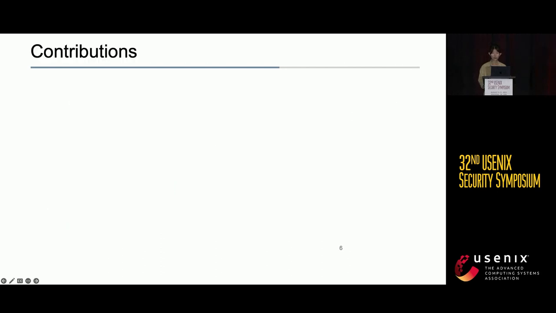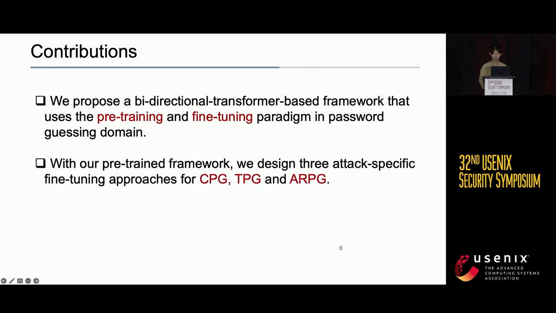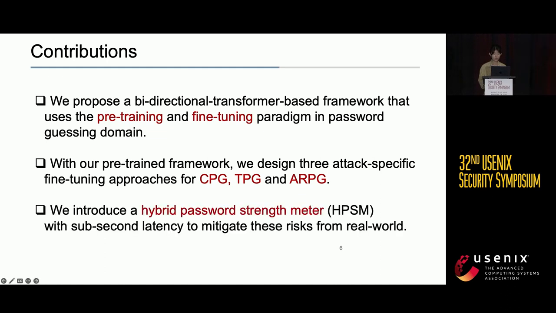Our contributions are threefold. First, we propose a bidirectional transformer-based framework that uses the pre-training and fine-tuning paradigm in the password domain. We also share a pre-trained password model and demonstrate the effectiveness in guessing attacks. Second, with our pre-trained framework, we design three attack-specific fine-tuning approaches for CPG, TPG, and ARPG, and all of them outperform the state-of-the-art counterparts. Finally, we introduce a hybrid password transmitter with subsecond latency to mitigate this risk in the real world.